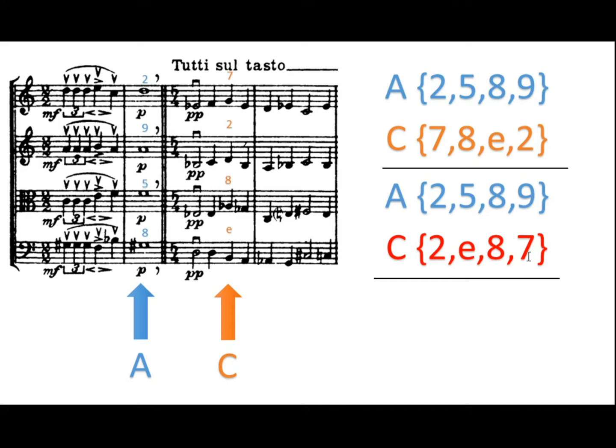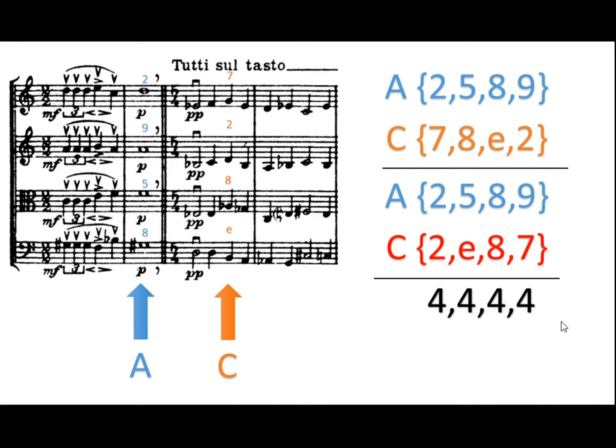Once you have your original set and your reverse set, you're now going to add these together. 2 plus 2 is 4. 5 plus E is 16. Mod 12 equals 4. 8 and 8 are 16, mod 12 equals 4. 9 and 7 are 16, mod 12 equals 4. Because these are all the same number, our original two sets are related by inversion, and they have what's called an index number of 4. The index number represents the number of half steps of transposition involved along with the inversion.